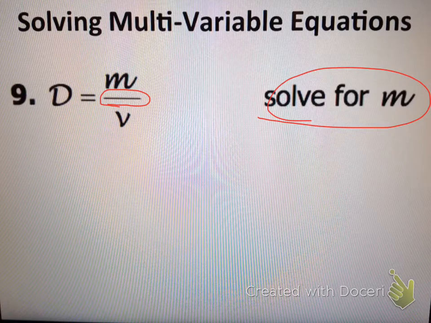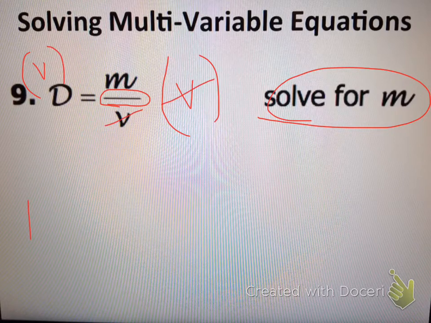So in order to undo our division, we have to multiply on both sides of our equation by v. That cancels v out here and v out here, leaving us with m by itself, and that being equal to d times v. Now, those first 9 problems are examples of problems that we can solve with one step.